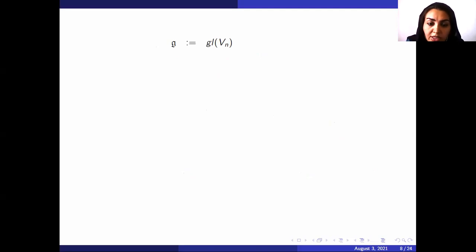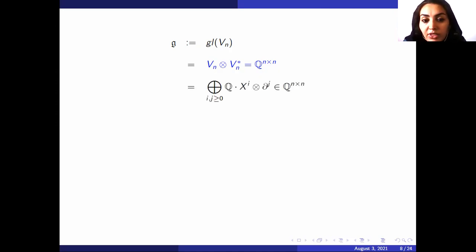Now consider the Lie algebra g, which is gl(Vn). You can see here what they did. gl(Vn) is defined as Vn tensor Vn star, and since we are in finite dimension, it's exactly the Q-valued n times n square matrices. So Vn tensor Vn star has x_i tensor delta_j as its basis.